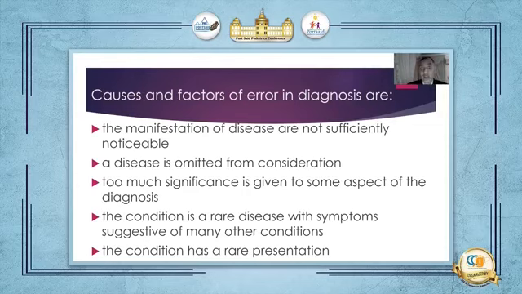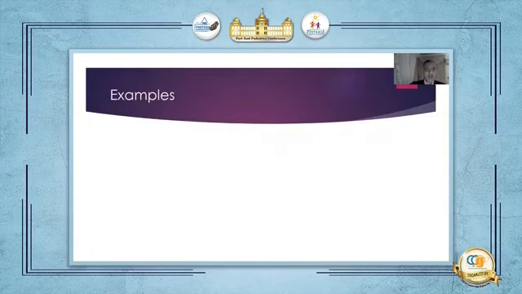A disease is omitted from consideration. You started with the differential diagnosis, missing one possibility which will prove to be the one. Too much significance is given to some aspect of the diagnosis. The condition is a rare disease with symptoms suggestive of many other conditions. The condition has a rare presentation.